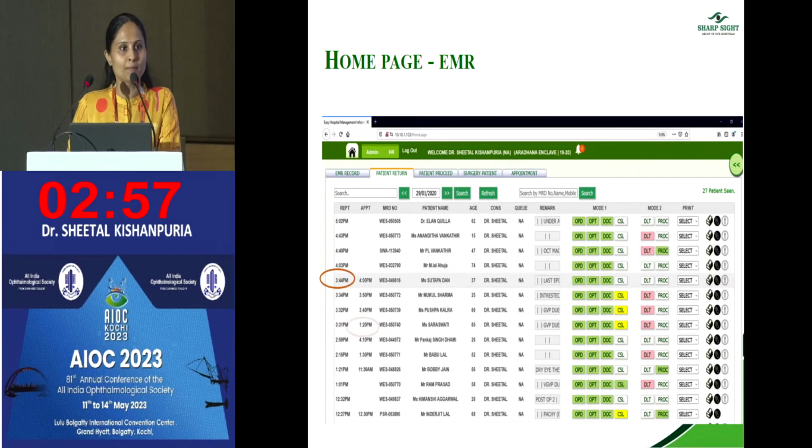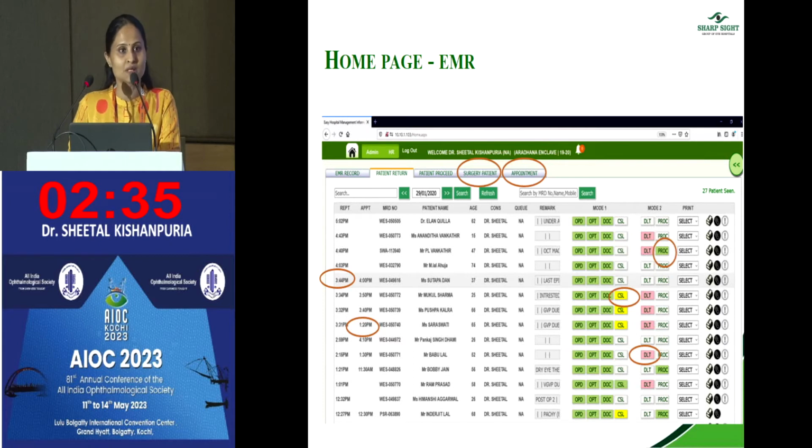This is the home page, or the page which is visible on the doctor's screen. And I must tell you, it has everything to offer. It tells you the reporting time of the patient and whether the patient has an appointment or not, so that you can prioritize your patients. It also tells the waiting time so that the patient waiting unnecessarily in the OPD can be called early.